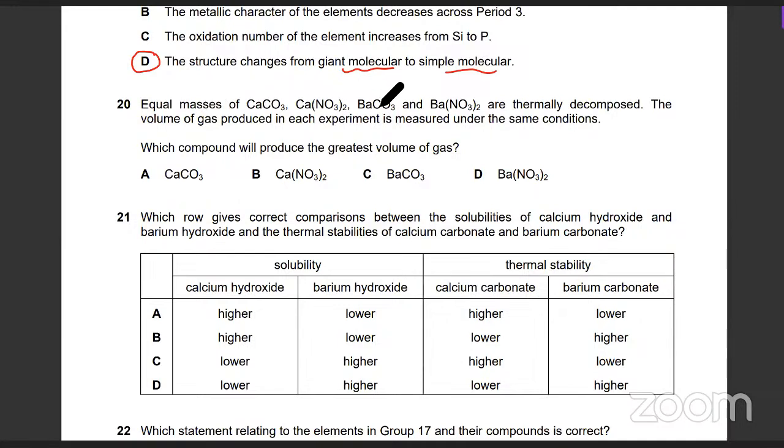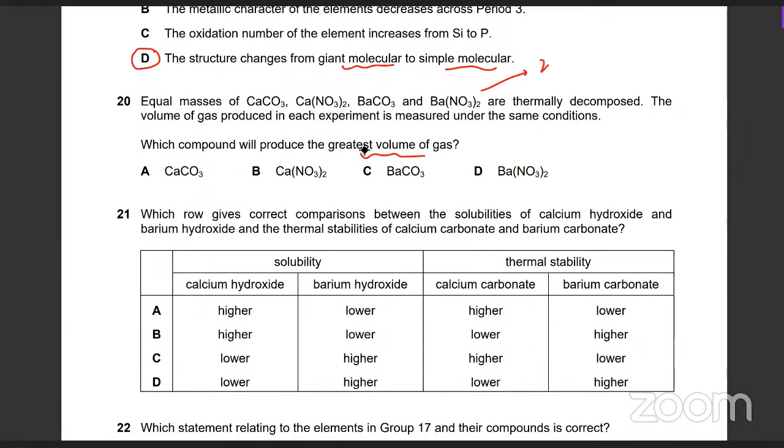Equal masses of calcium carbonate, calcium nitrate, barium carbonate, and barium nitrate are thermally decomposed. The volume of gas produced in each experiment is measured under the same condition. Which compound will produce the greatest volume of gas? First thing, will the nitrate produce more gas or will the carbonate? Sir, I believe it's nitrate, because nitrate will produce 2 moles of NO2 and half a mole of O2 as well. So it produces more gas. A carbonate just produces 1 mole of CO2. So forget carbonates.